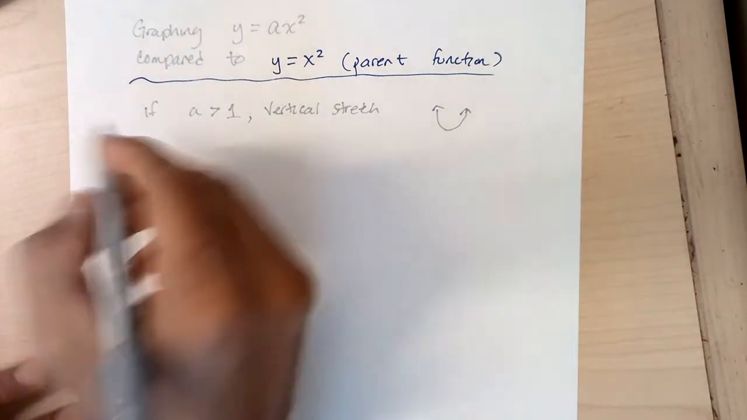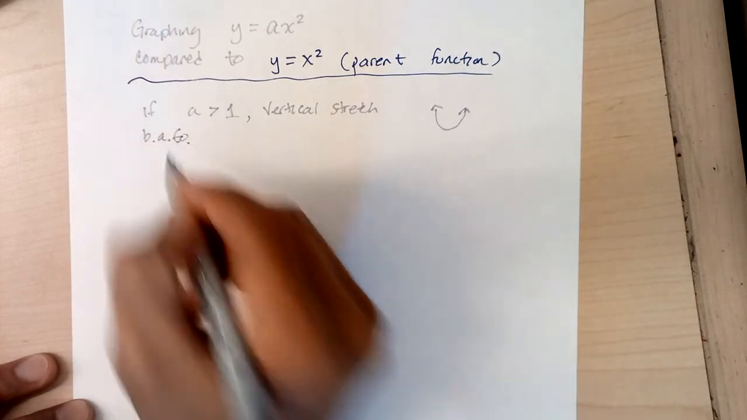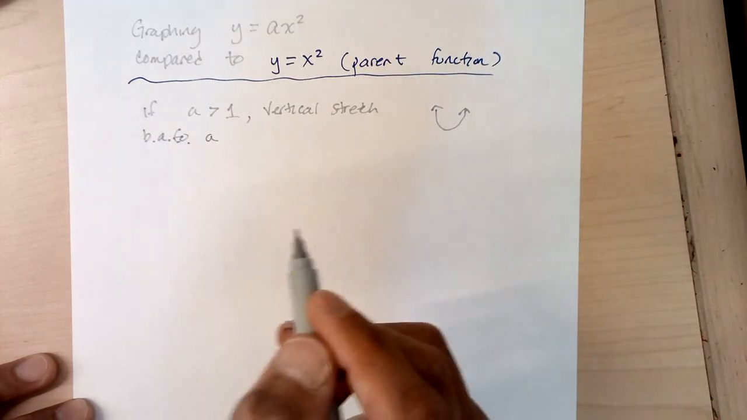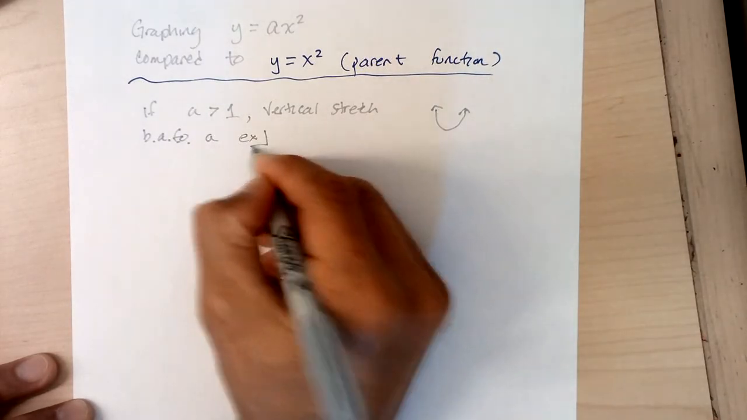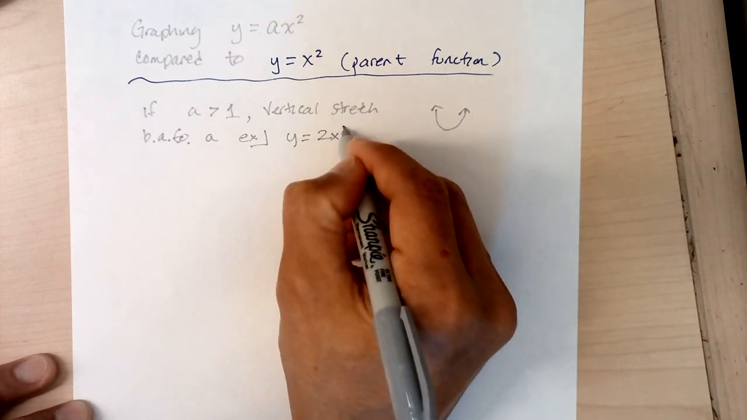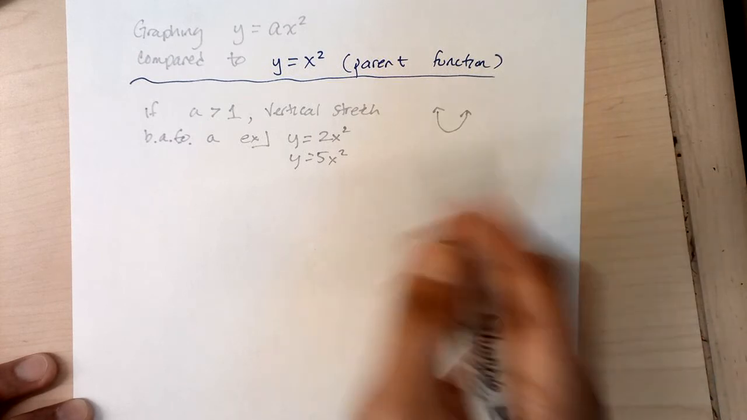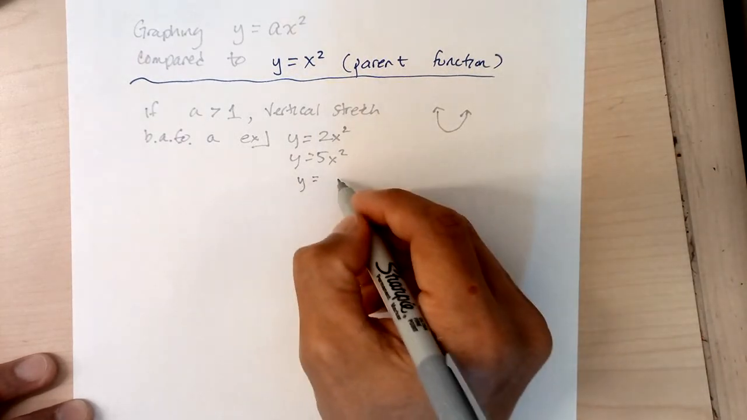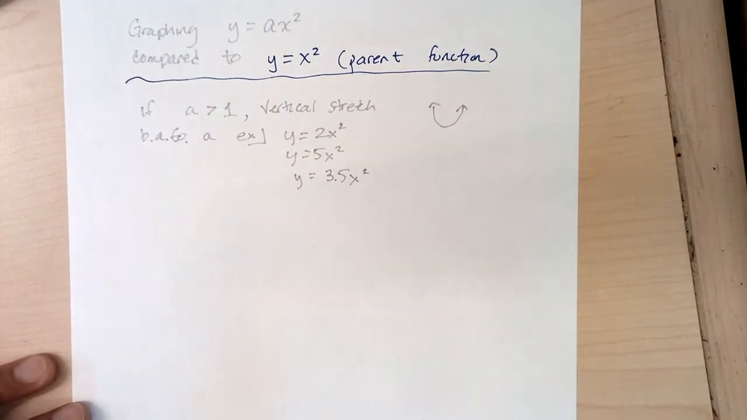That's your vertical stretch, specifically by a factor of, again, there's the acronym, but it's always going to be by a factor of a. That's if a is more than 1. Again, as an example, y is equal to 2x squared, or y equals 5x squared. A is 5. That's more than 1. It could also be something like y equals 3.5x squared, or 7/2 x squared.